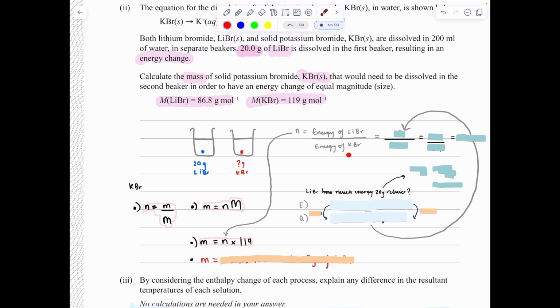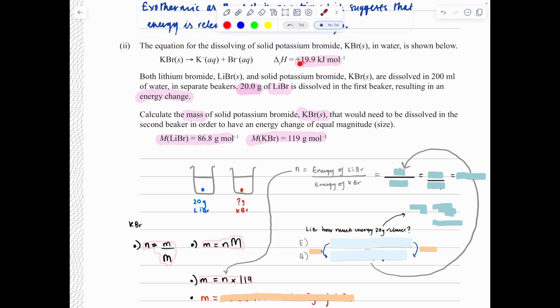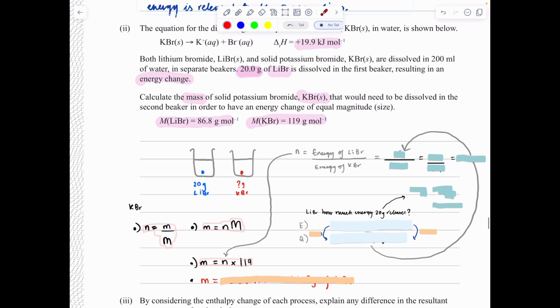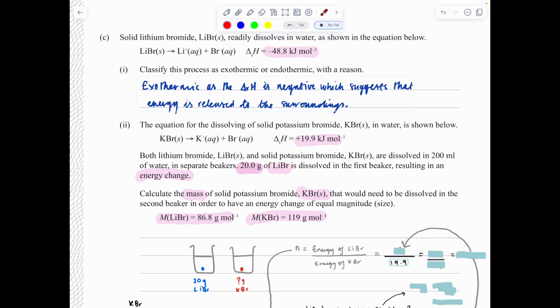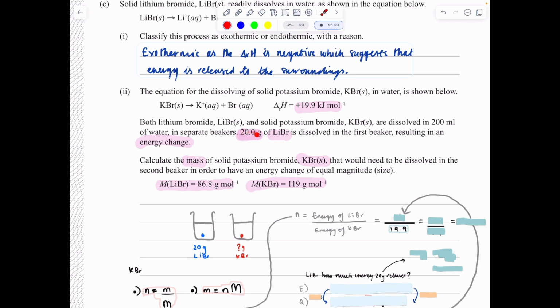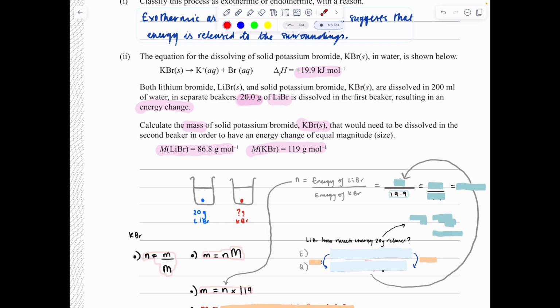Okay? In this instance, we have a few bits of information. So the energy of KBr is provided by this equation here. So we know that that's going to be on the bottom. That's what's given to us. But we don't know the energy of lithium bromide. You might argue that yes, we do. It's up here. It's provided to us. But actually, we don't know the energy provided by 20 grams of lithium bromide. So that is the energy that is wanted, which is why it's up the top on this fraction. So how are we going to find the energy of lithium bromide?